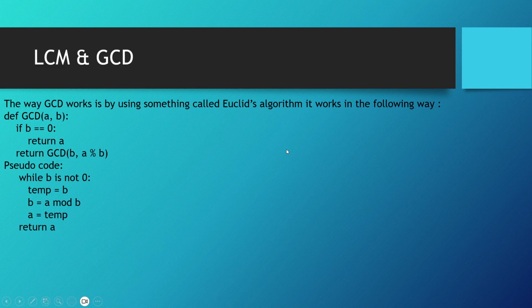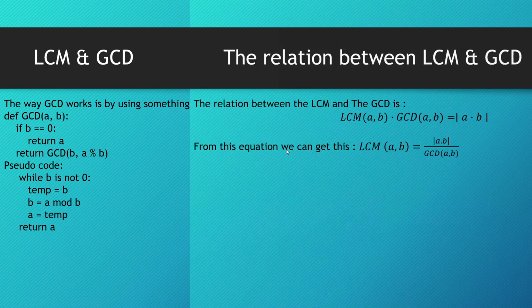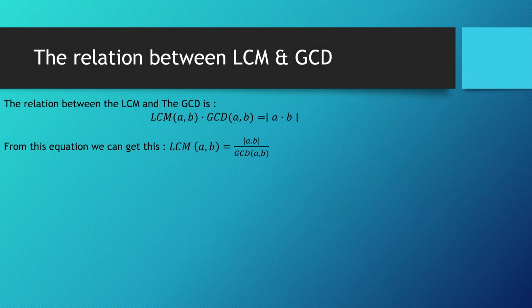Now to understand how the GCD works and Euclid's algorithm, we'll go to the relation between the LCM and GCD and how it can help us solve the LCM. We know that the product of the LCM of two numbers and the GCD of the two numbers equals the absolute product of the two numbers. So in order to get the LCM, we'll turn the equation into: the LCM of a and b equals the absolute value of a multiplied by b, over the GCD of the two numbers.